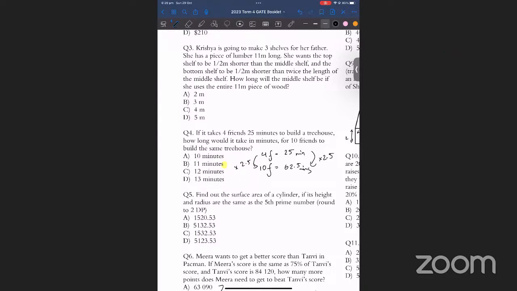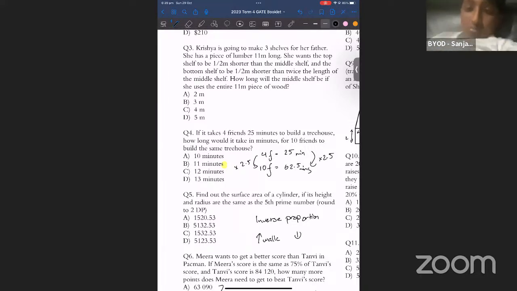So it should take less time. The reason is there's this thing called inverse relationship, or inverse proportion. An example of this is the more you walk, the less you weigh. Do you guys understand? Yeah.